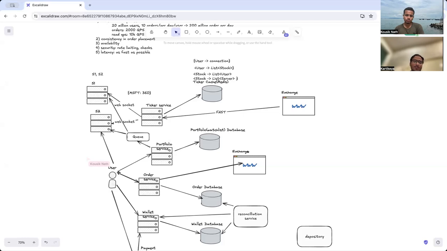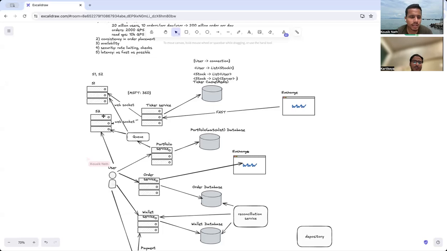Now another user comes, let's say user 3, and connects to S2 as well. What should happen for this user? Because there is one more user who has subscribed now to maybe another stock from the same server. So this information we have to propagate to the ticker service so that it knows, or maybe this information should be stored in Redis or somewhere else.